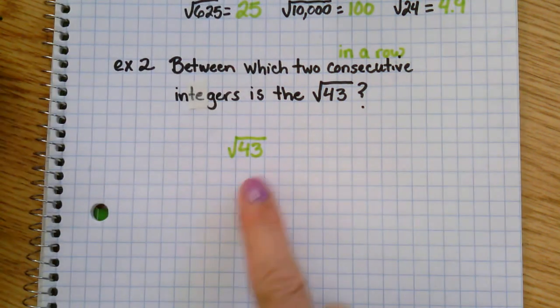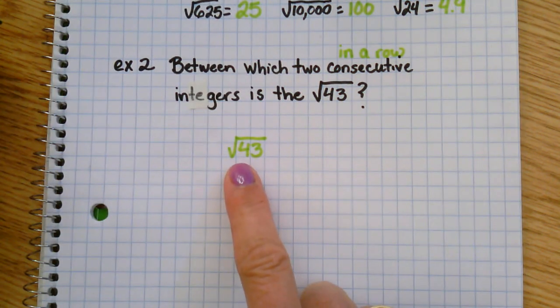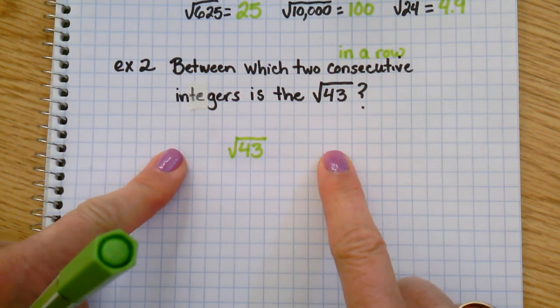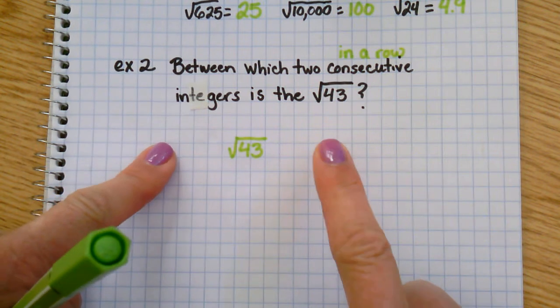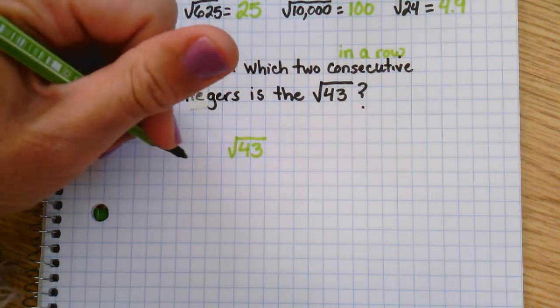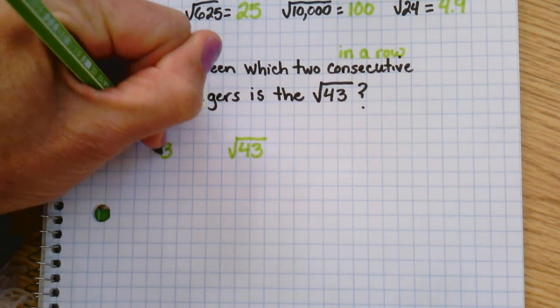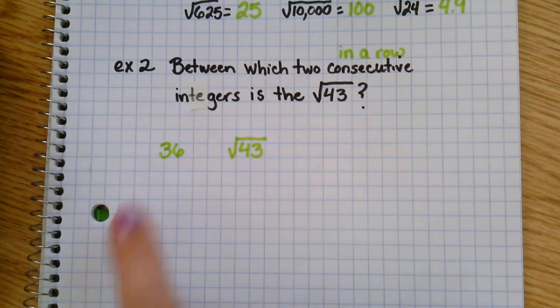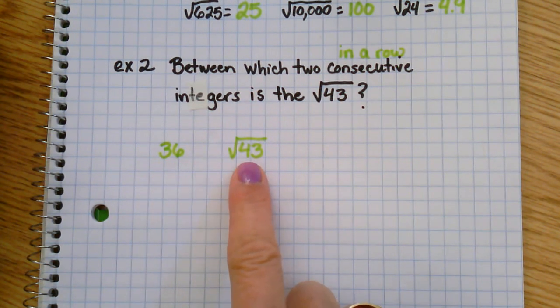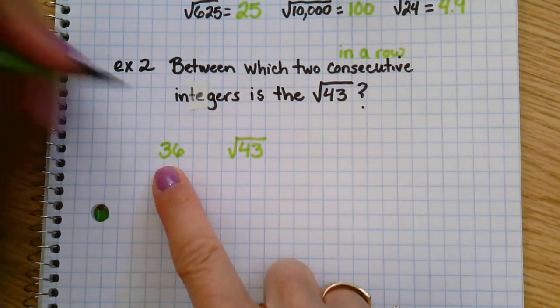Okay, we're looking for the square root of 43 to be between two other numbers in a row, one that's going to be smaller than it and one that's going to be larger. So thinking back to our list of perfect squares, I know that 36 is a perfect square, and it's the closest perfect square that I have to 43, but less than 43.